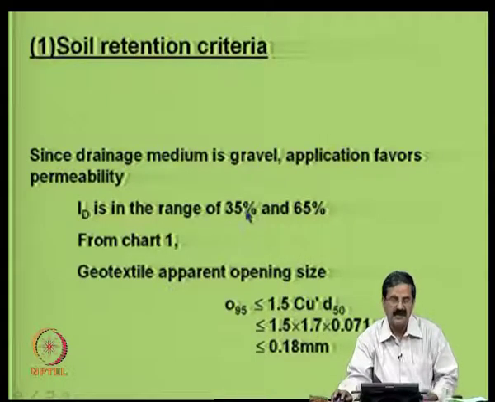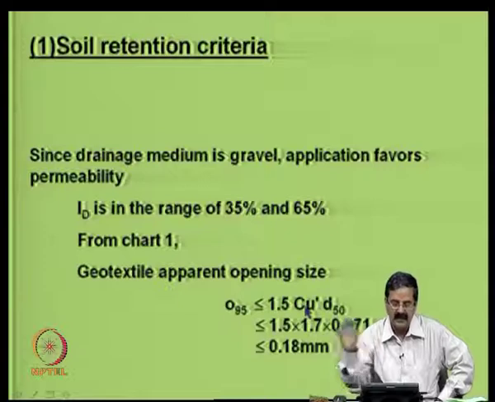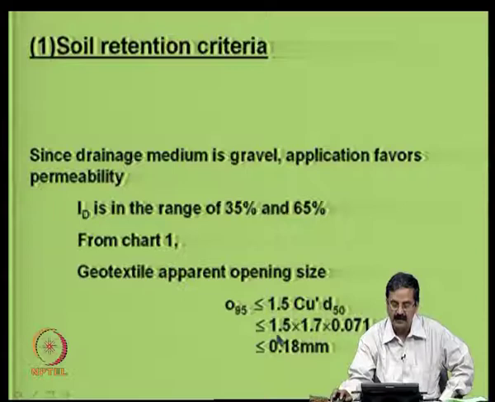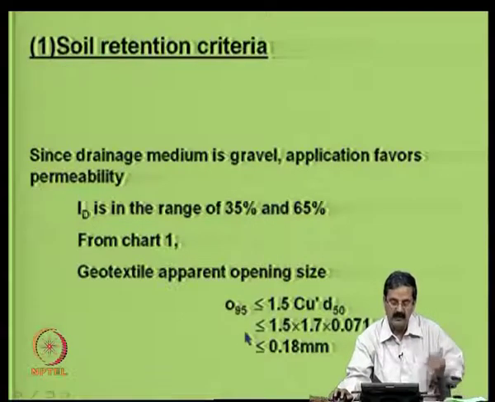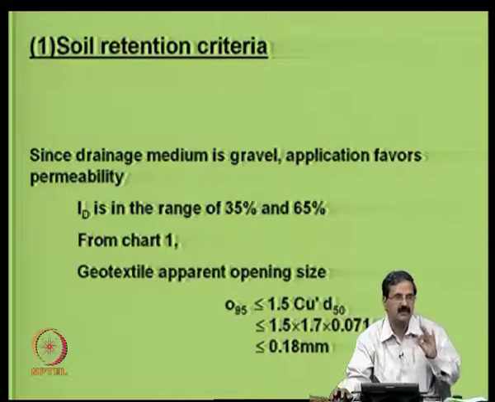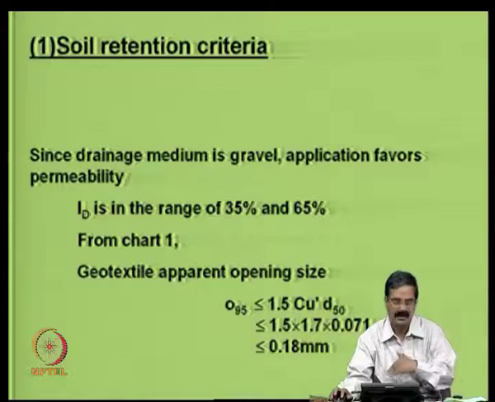If you just see the chart and based on your grain size distribution properties and the Cu dash, in fact Cu dash and all other properties, you finally end up with one specification that O95 should be less than or equal to 1.5 times Cu dash into D50. This is what it is. So, 1.5 into Cu dash is determined from this, and D50 from the grain size distribution characteristics is given. So, O95 should be less than, minimum size is something like 0.18 mm, it should be very small, because our objective is to see that soil should not go out of this. So, it should be very small.